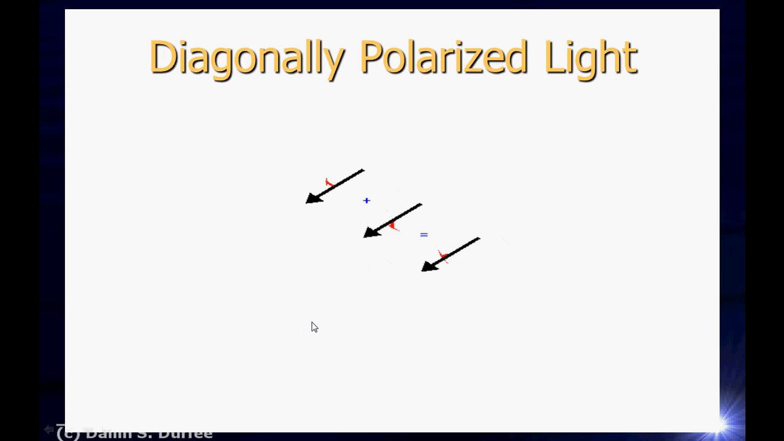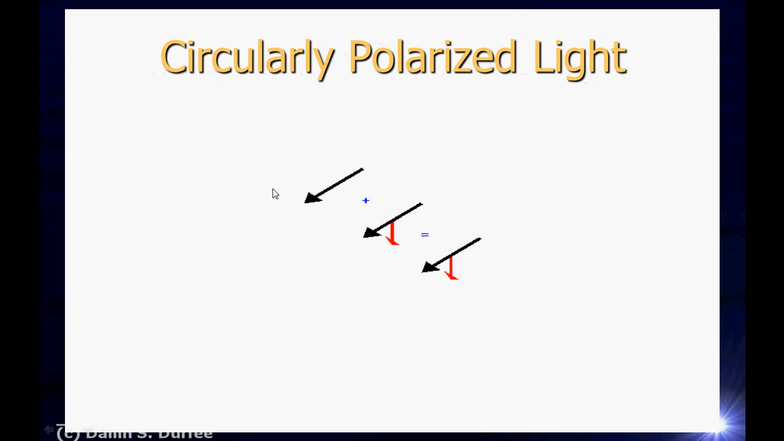It turns out there's other types of polarizations you can get. For example, if I add a little bit of horizontal with a little bit of vertical, but the two are 90 degrees out of phase, when I add them together I get a vector which is going around in circles. This is known as circularly polarized light. So if the horizontal and the vertical components are in phase with each other, I get linearly polarized light. If they're 90 degrees out of phase and they're the same size, I get circularly polarized light.